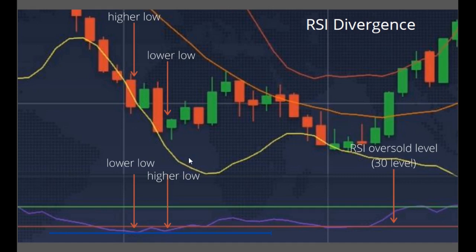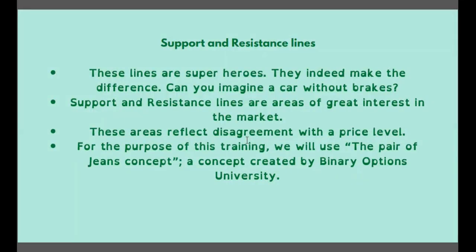See the red arrow. So you have to really understand this concept. You see, the lower low is producing the higher low. Whenever this happens, it's called a divergence. You will hear more of divergence than any other thing.